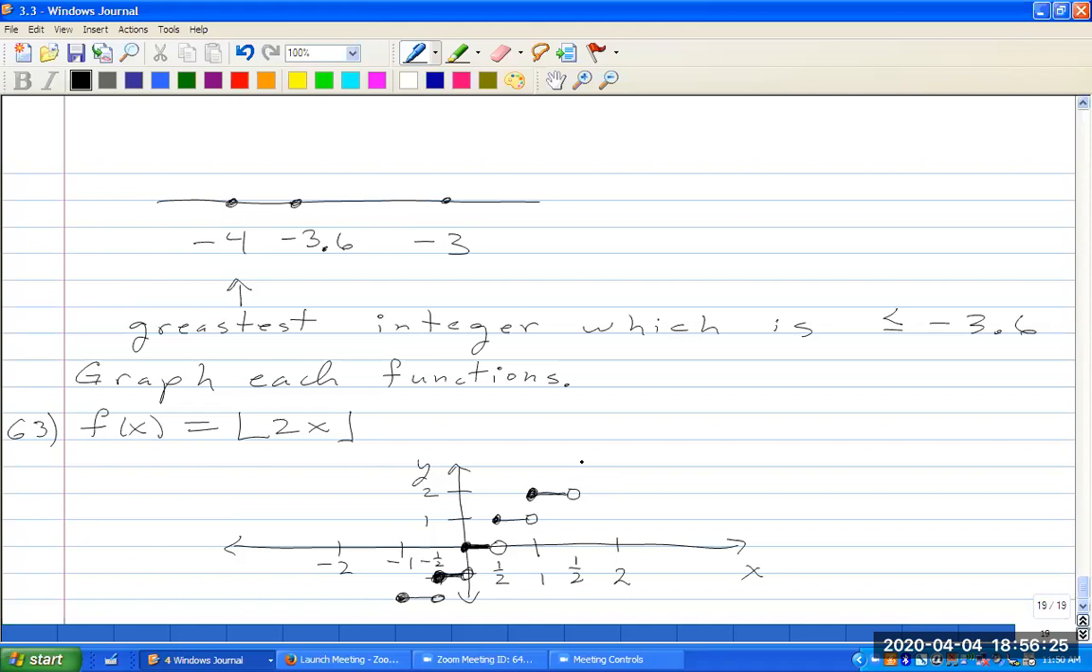So this would be 3 halves. So it'll be 3 at 3 halves, up to 2. So this is what the graph of y equals the greatest integer of 2x looks like. Okay, and that is it for section 3.3.